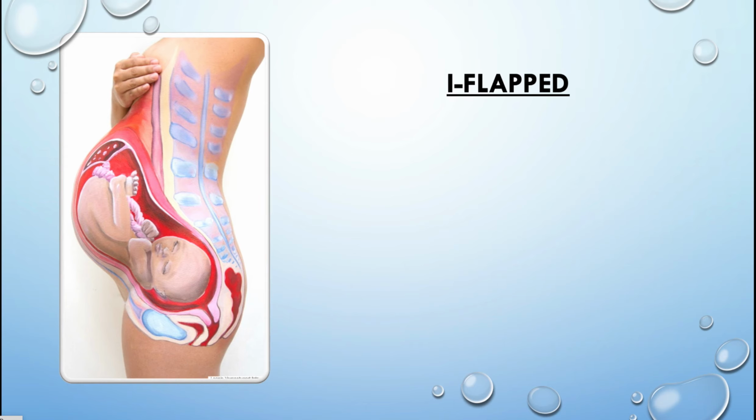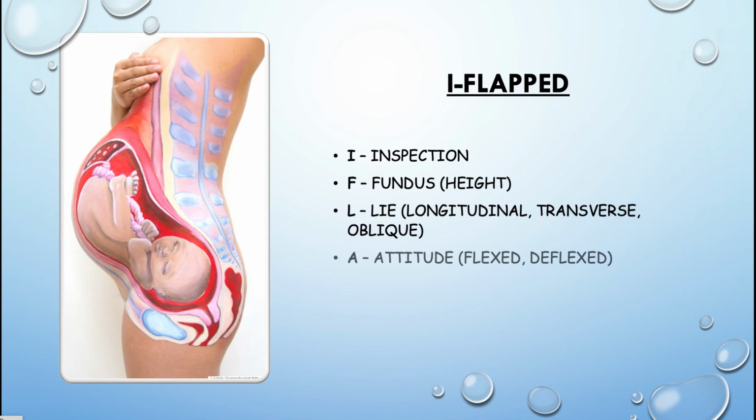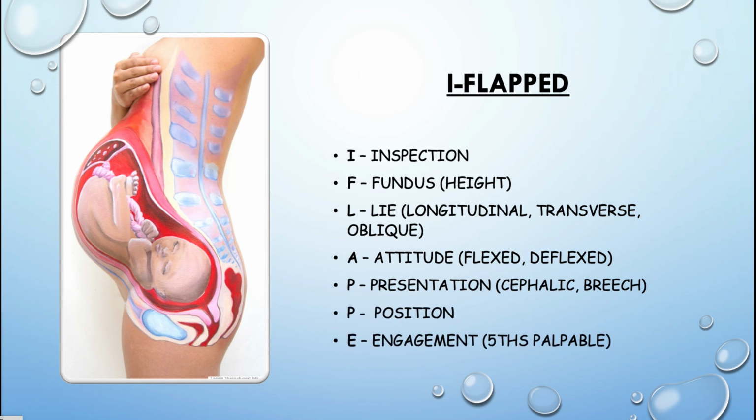So when carrying out a palpation in pregnancy, we follow the mnemonic I flapped. Don't get yourself in a flap about it. I flapped will take you through slowly and steadily. So the first thing is inspection. Fundal height, lie, attitude, presentation, position, engagement, and denominator. We won't go through all of these today, as many of them are used in a specialty rather than as a student. You wouldn't need to know them all, but the ones that are important we will go through.